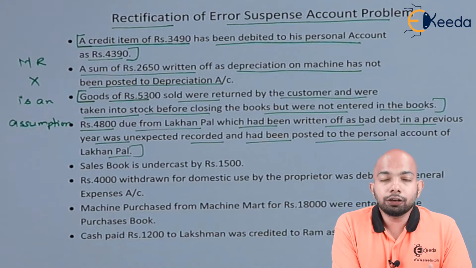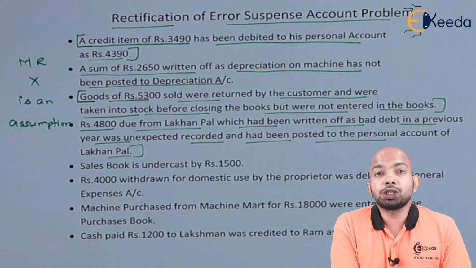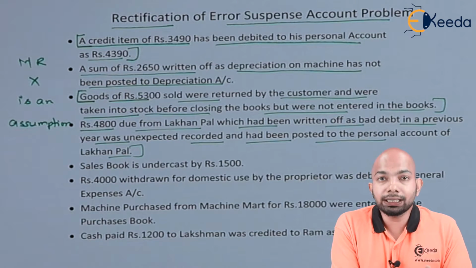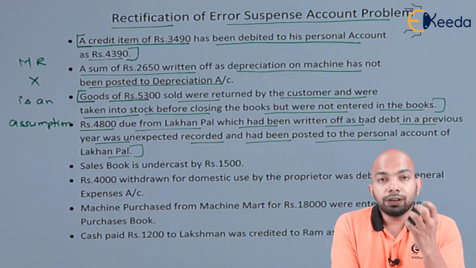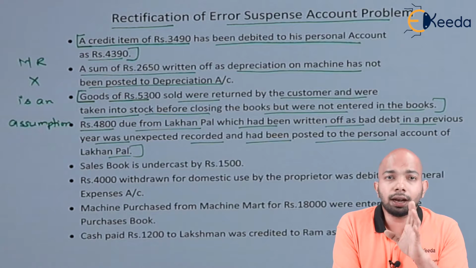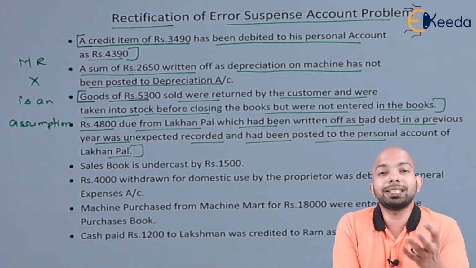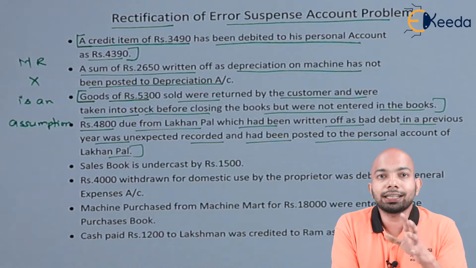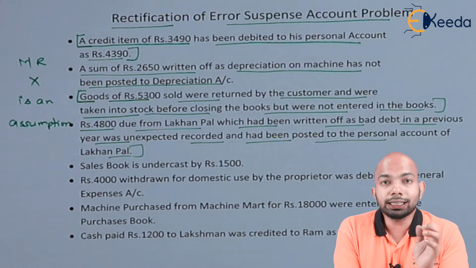Now, the next transaction refers to 4,800 which were due from Lakhanpal, which was mentioned as bad debts and was unexpectedly recorded and shown on the debit side of Lakhanpal himself. That means Lakhanpal was supposed to give us rupees 4,800. It was mentioned in the books as a debit part of his, which means he has paid it, or rather given that amount to us. So this is what they have mentioned in this specific rectification of error illustration.